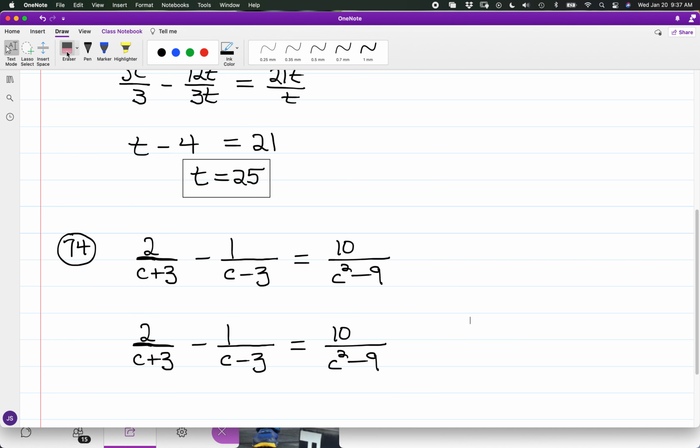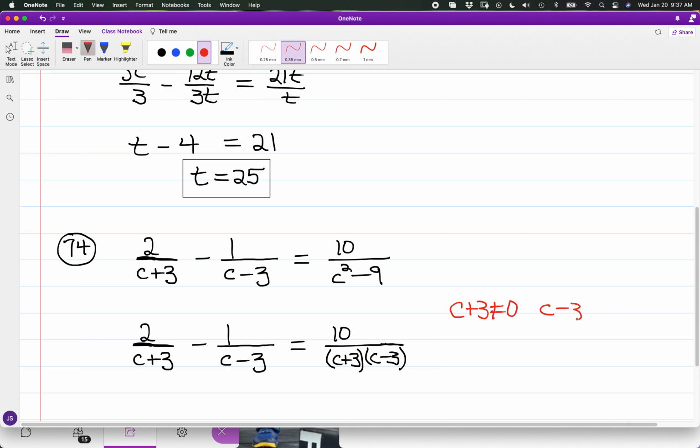Okay, so for the difference of squares in the last denominator, again, this will factor to the quantity c plus 3 times the quantity c minus 3. And now for c, there will be some restrictions. So you have that c plus 3 cannot be 0, and we have that c minus 3 cannot be equal to 0 either. And so c cannot be negative 3 or positive 3. Those are going to be our restricted values, negative and positive 3.